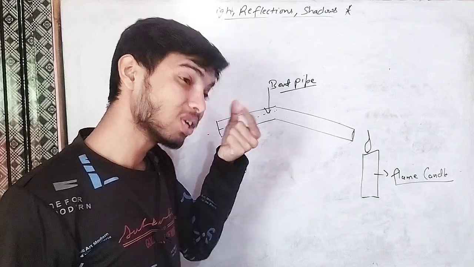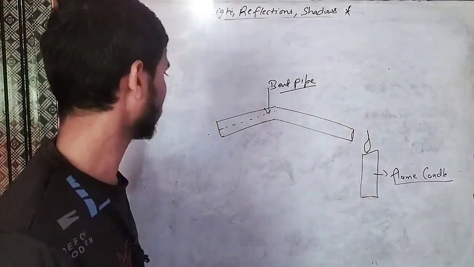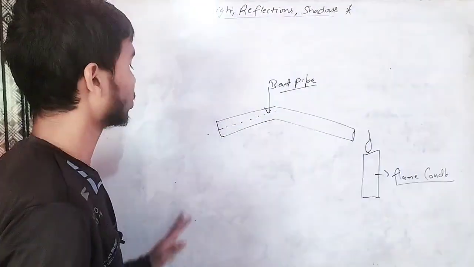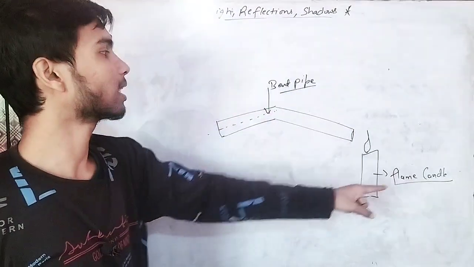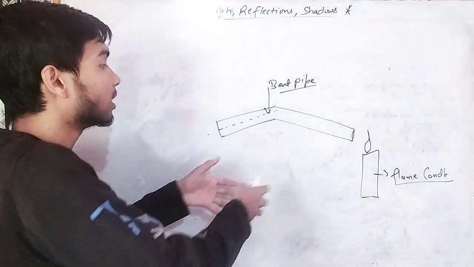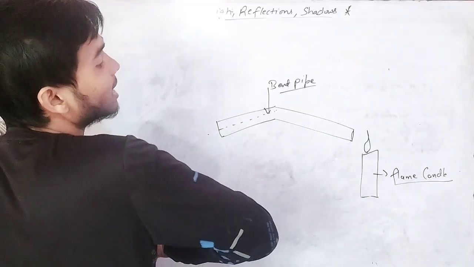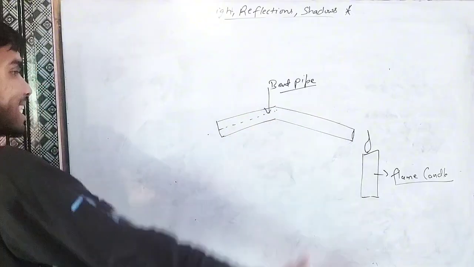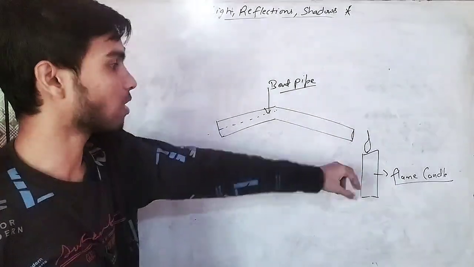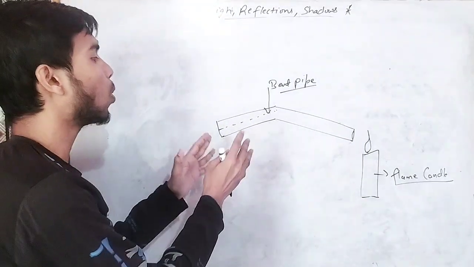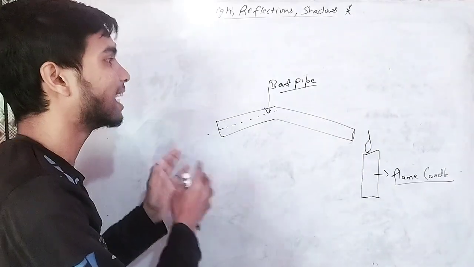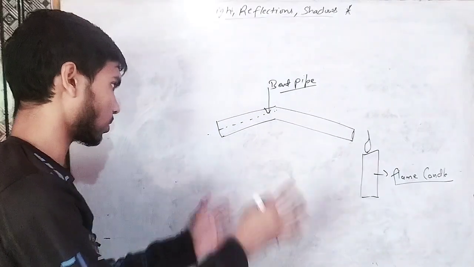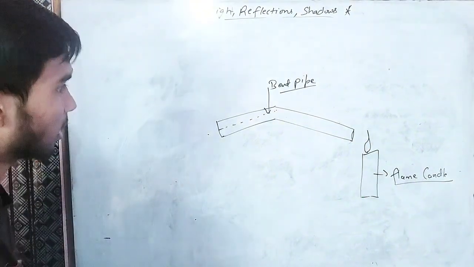That's where our eyes will be able to see. After this area, we can't see, so light will hit into another direction. Light is not going straight directly. That's why we can't see this flame candle. This is how we can prove that light is traveling in a straight line. This is the process to prove it.